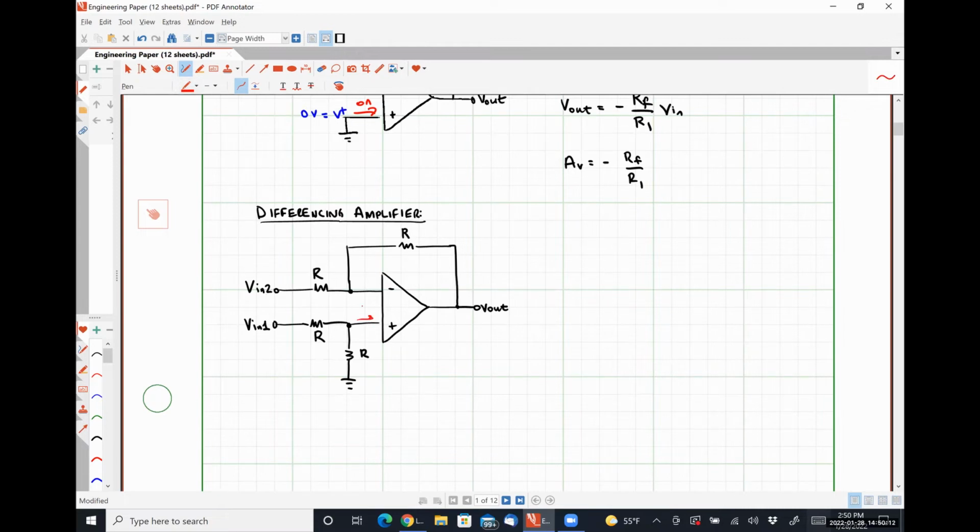Okay, so if this current is 0 amps and this current is 0 amps, Skylar, what is my voltage V plus in this case?